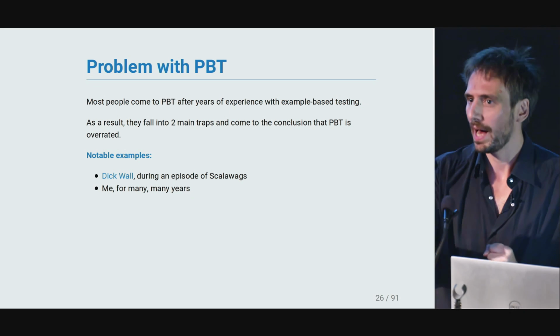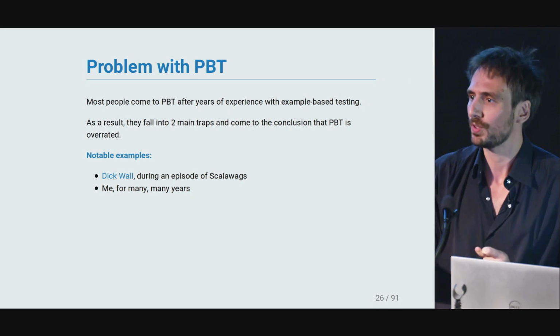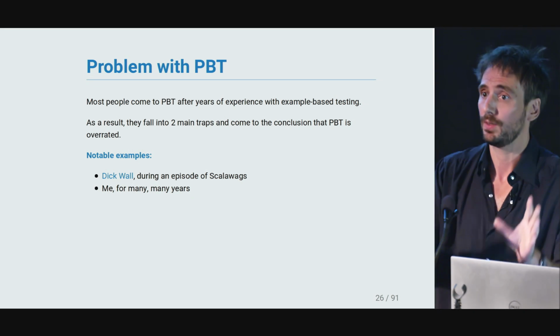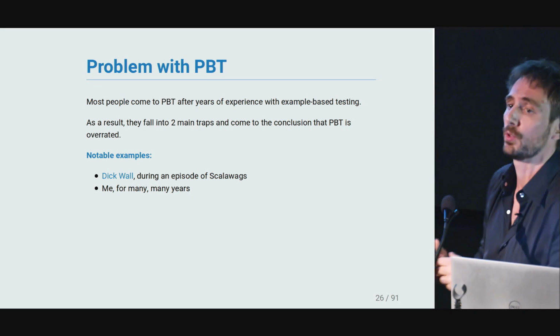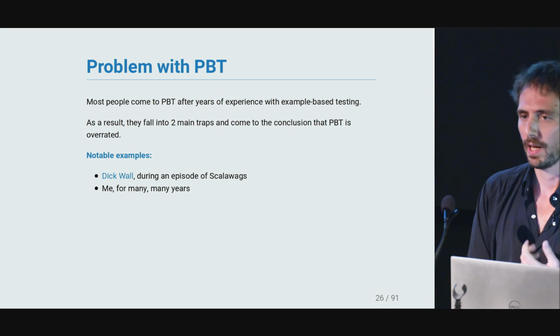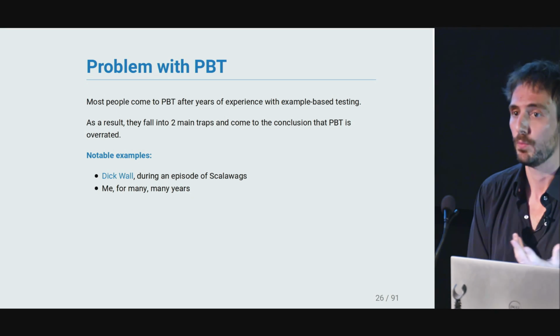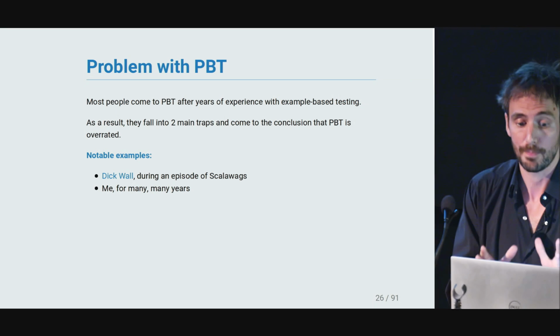So I know it happened, but I can't quote my source because I can't find the episode again. But I know it happened because this is how I got into property-based testing, because I wanted to prove him wrong. So I know it happened. If anybody has the episode, I would love to hear it so that I can actually back up what I'm saying here.